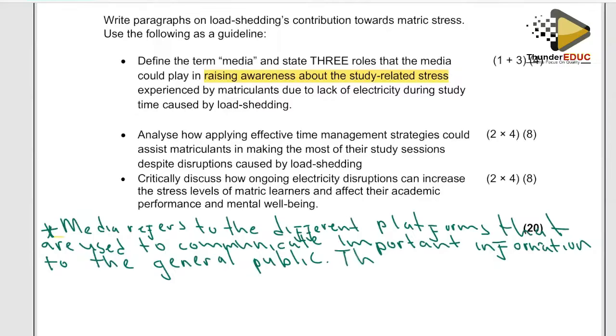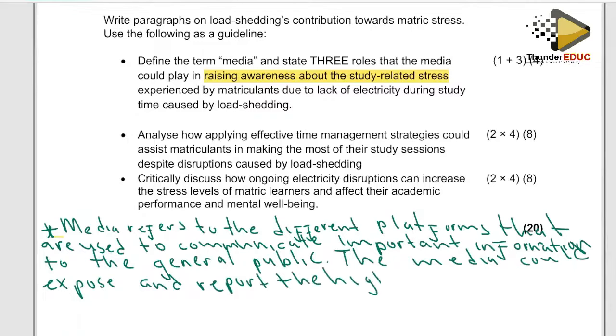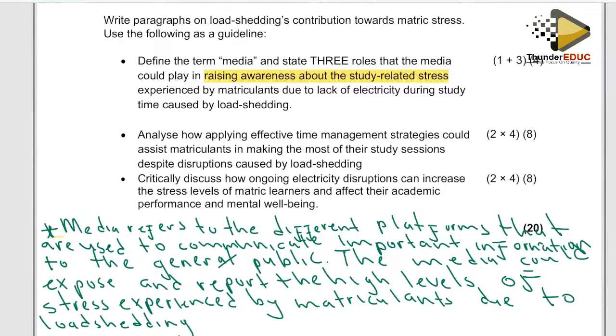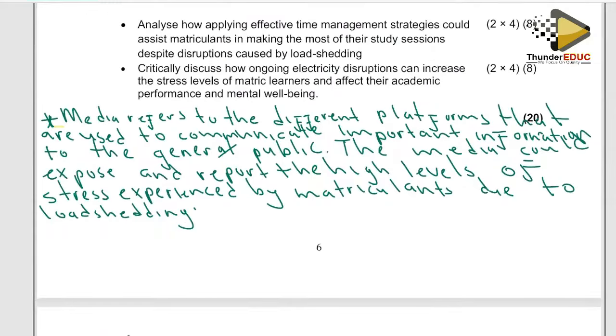Now the role played by media. The media could expose and report the high levels of stress, like that article, of stress experienced by matriculants due to load shedding. So that is the first thing which the media can do.